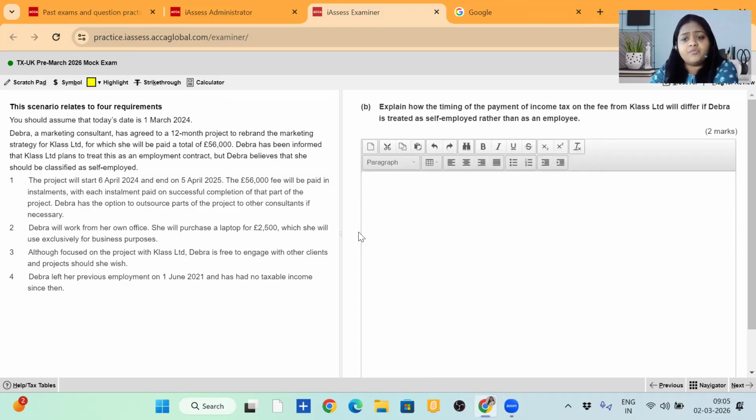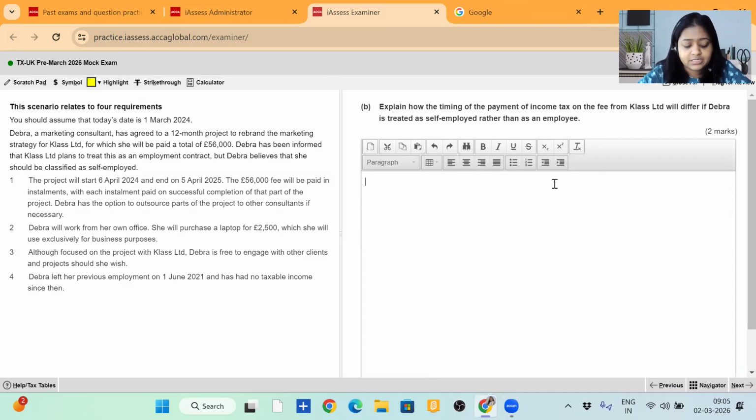Explain how the timing of the payment of income tax on the fees from Class Limited will differ if Deborah is treated as self-employed rather than an employee. This I will just discuss orally.